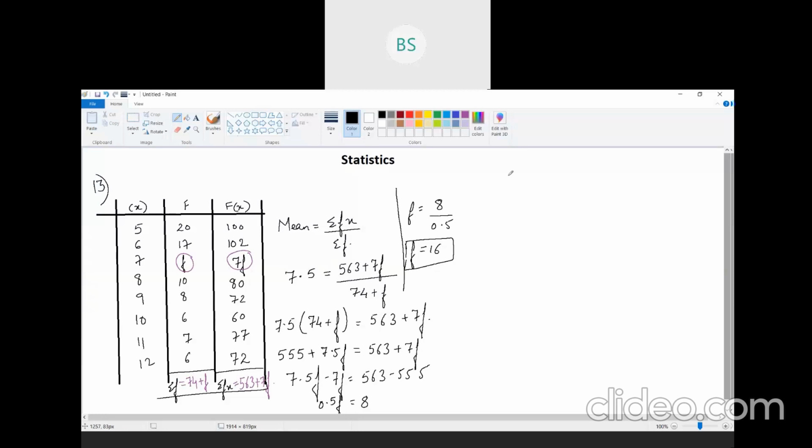So did you all understand this? Any doubt how to solve this? Okay. So these were the different types of question based on the direct method to calculate mean. Now we will go to the second method to calculate mean, that is the shortcut method.